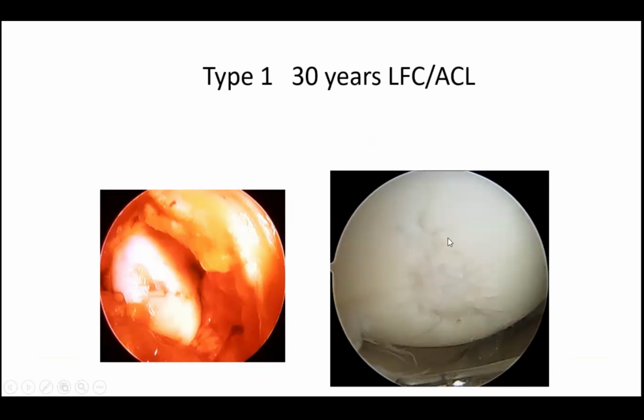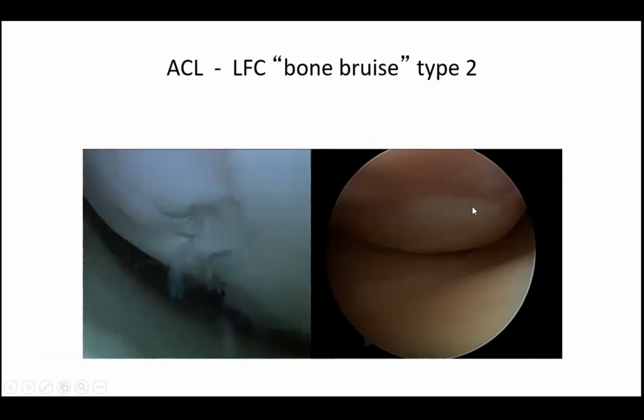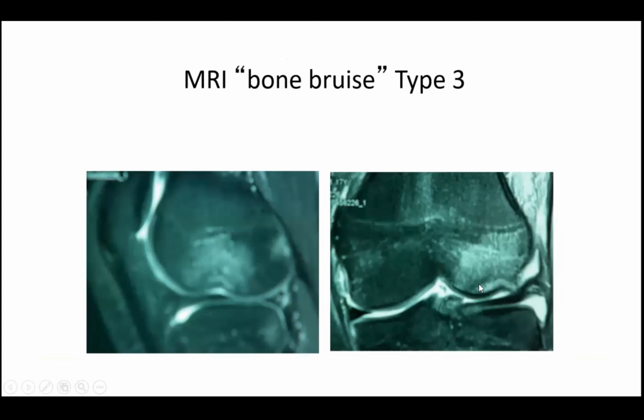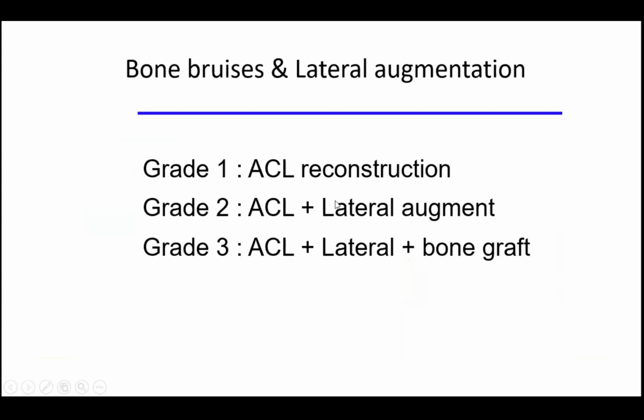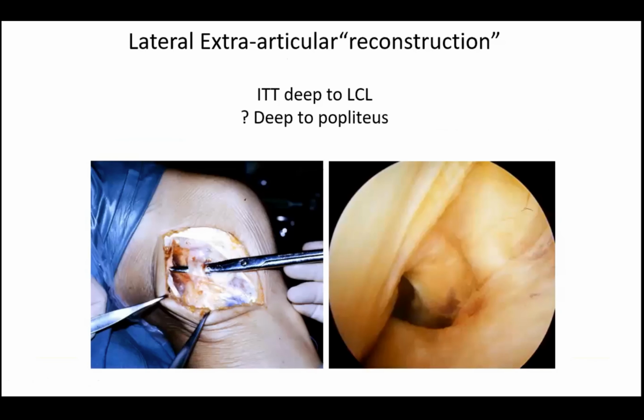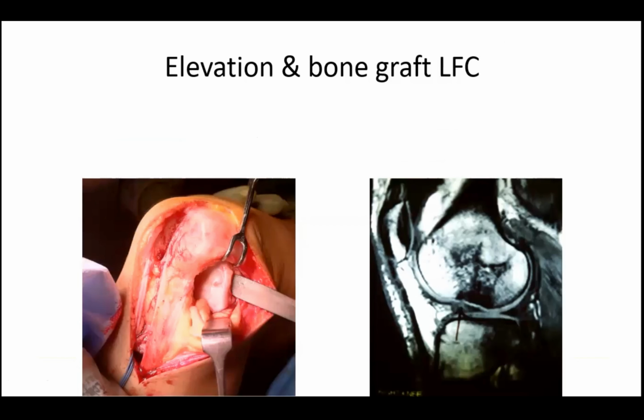So when you have type 1, you can leave it alone. You don't have to do anything; you just do the ACL reconstruction. But in type 2, you've got a deep bone. You have to do something on the lateral side because you don't want this bone to go into the tibia. So you want to reduce the rotation of the knee, so you do an ALL reconstruction to reduce rotation. This is type 3, it's deep. In type 3, you probably need a bone graft to get this up. Otherwise, your ACL reconstruction is bound to fail. So my suggestion would be: in grade 1, ACL reconstruction; in grade 2, ACL and lateral augment; in grade 3, ACL, lateral augment, and bone graft. So this is what I will do. I'll do a lateral extra-articular tenodesis, and you put it deep to the bone and get it sorted out in type 3. Also do an elevation and bone graft for the lateral femoral condyle.